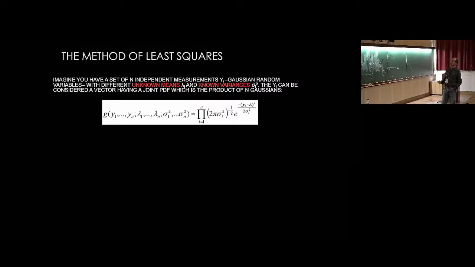That, however, have unknown means lambda, and you assume you also know the variance of these measurements, of these random variables. So you know that they are Gaussians, and you know what the widths of those Gaussians are. You just don't know their means. And then you can write a joint PDF for all of these random variables y with the unknown means here and the sigmas, which you know as specified parameters. And this is just a multidimensional Gaussian, as you see, the product of the normalization terms times the exponentials, okay?